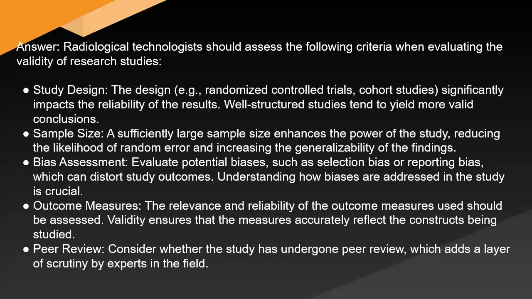Sample size. A sufficiently large sample size enhances the power of the study, reducing the likelihood of random error and increasing the generalizability of the findings. Bias assessment. Evaluate potential biases, such as selection bias or reporting bias, which can distort study outcomes. Understanding how biases are addressed in the study is crucial. Outcome measures. The relevance and reliability of the outcome measures used should be assessed. Validity ensures that the measures accurately reflect the constructs being studied.